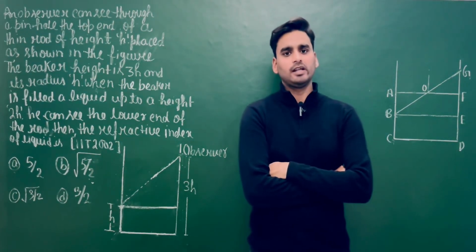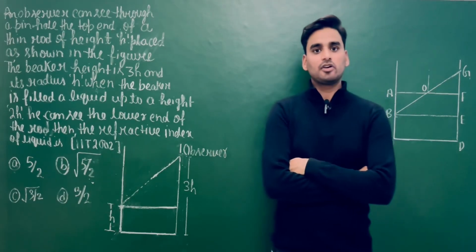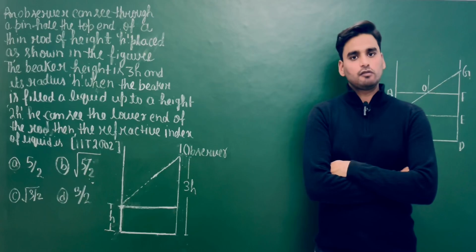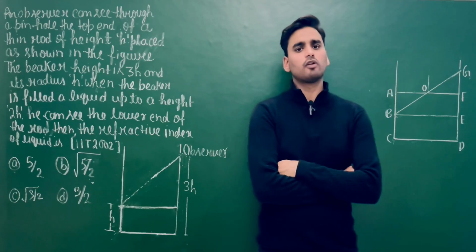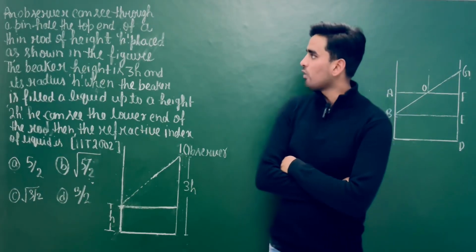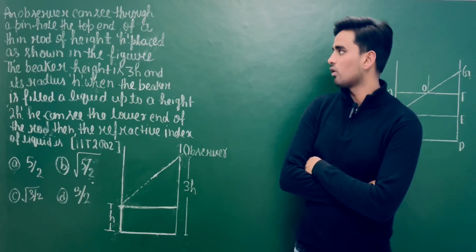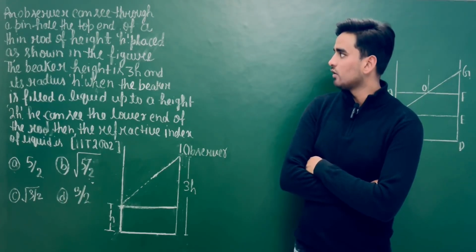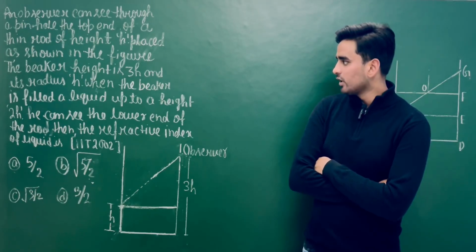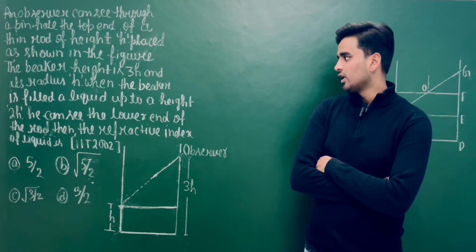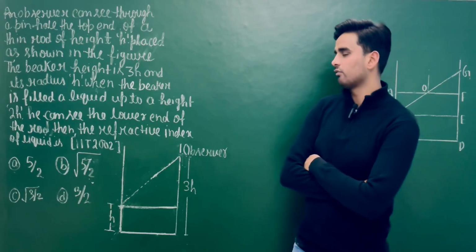Hope you all are fine, and I am here with another interesting query, and this query is again related to IIT that was asked in 2002. Let's see the query. The query is: an observer can see through a pinhole the top end of a thin rod of height h placed as shown in the figure. The beaker height is 3h and its radius h. When the beaker is filled a liquid up to a height 2h, he can see the lower end of the rod. Then the refractive index of liquid is.